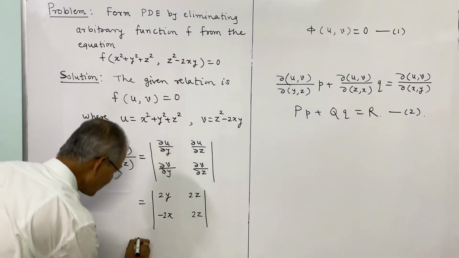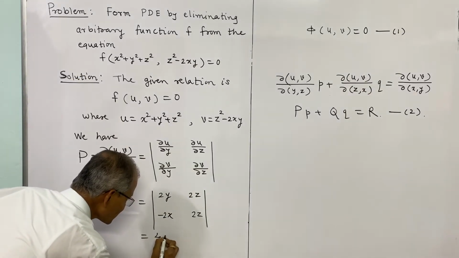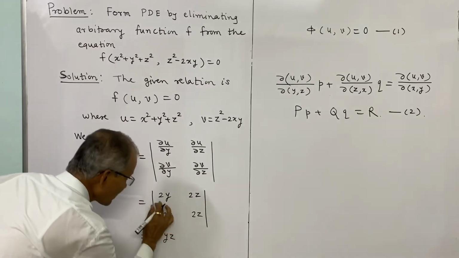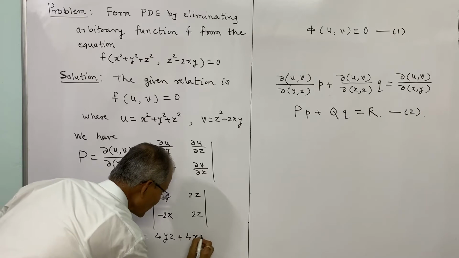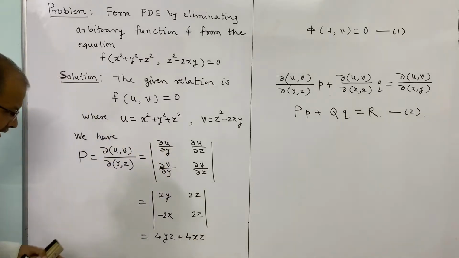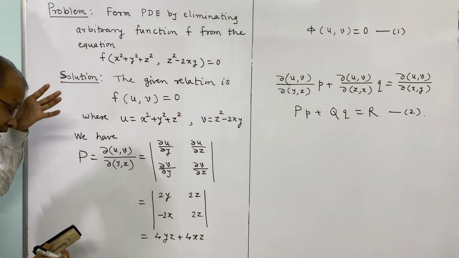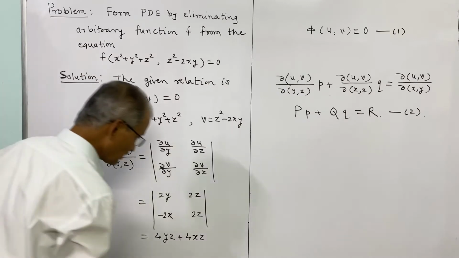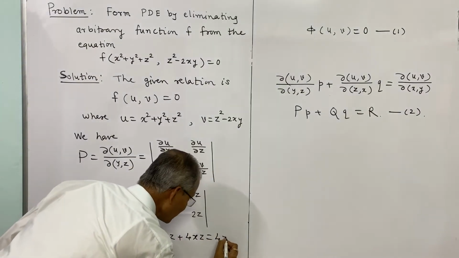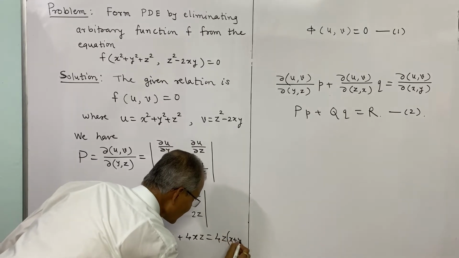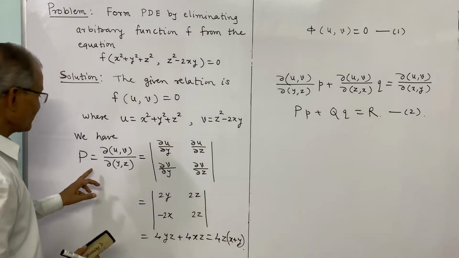So this is equal to 4 times yz plus 4 times xz. Or we can take 4z common, and in the bracket it will remain x plus y. So that is 4 times z, and in the bracket it will be x plus y. So thus we have obtained the P value.